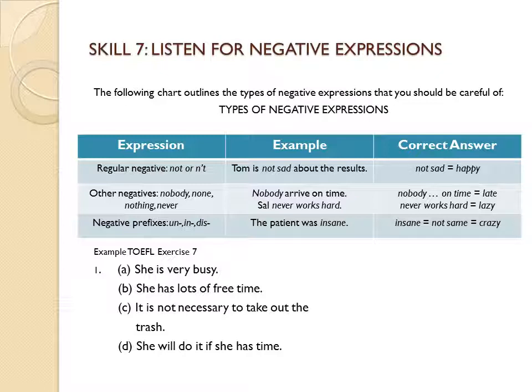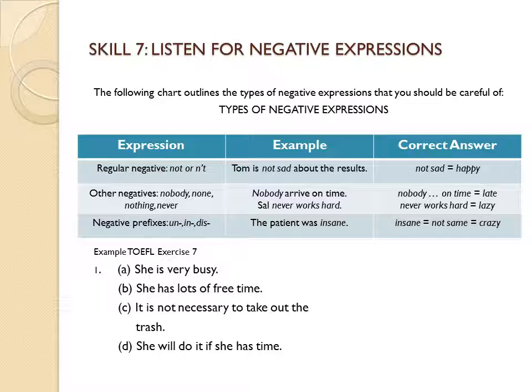And then other negative, such as nobody, none, nothing, never. For example, nobody arrived on time, she never worked hard. The correct answer, nobody on time, is similar to late, and never worked hard is similar to lazy.